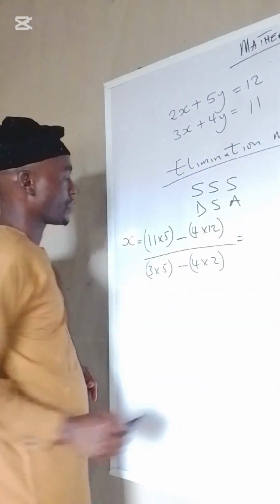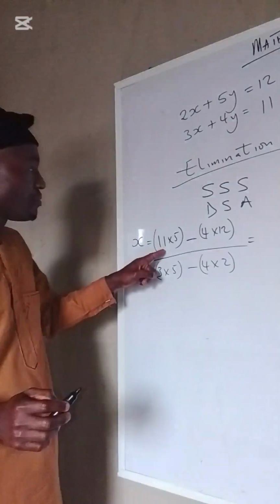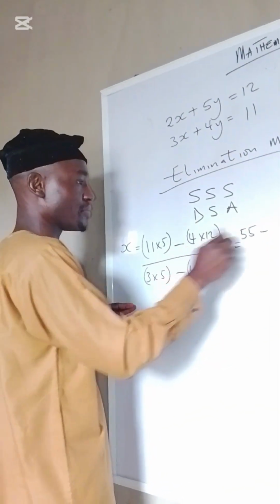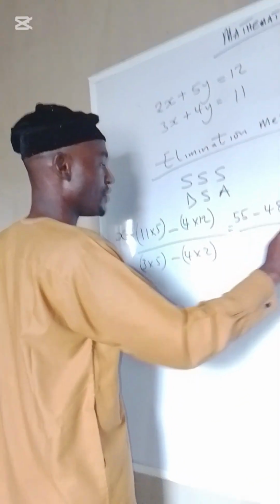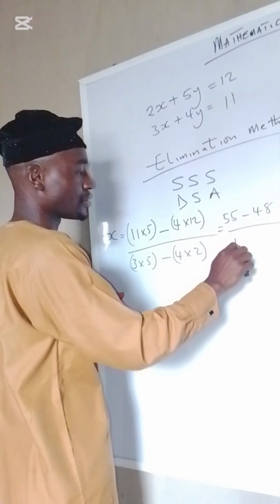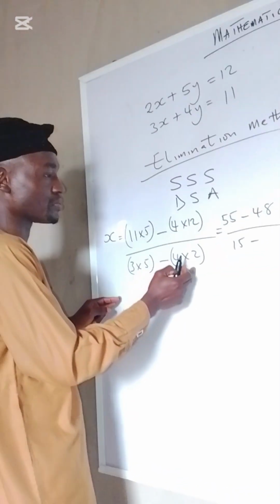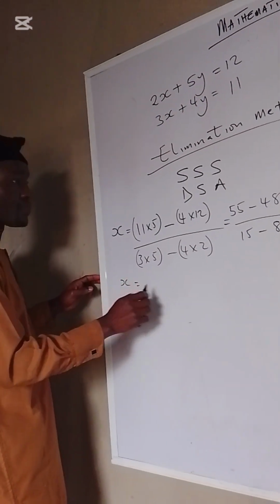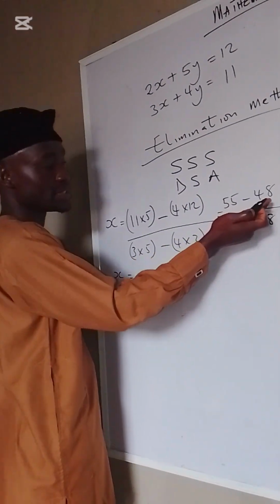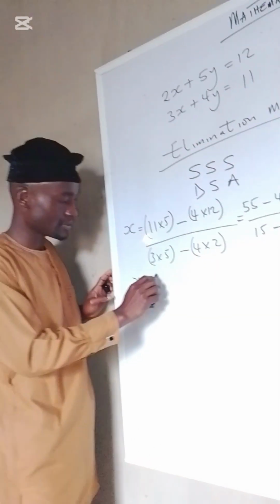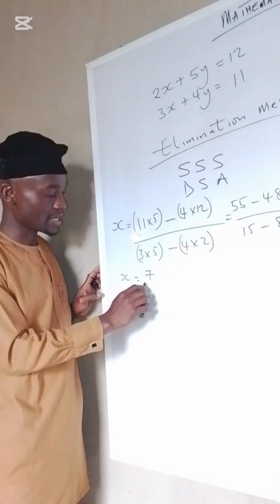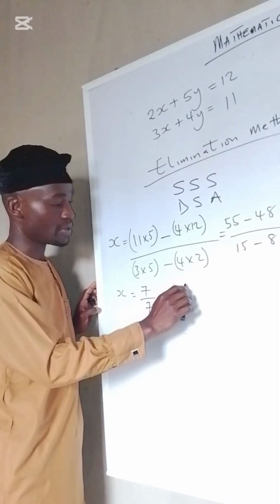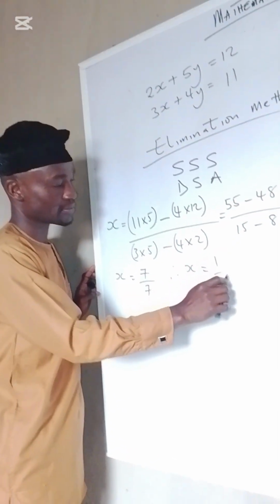So, having known that, 11 multiplied by 5 will give us 55, minus 4 times 12, that's 48. Divided by 3 times 5, 15, minus 4 times 2, 8. So that will now give us, our x will now be 55 minus 48, that will give us 7. So that will be 7 divided by 15 minus 8, 7. So therefore, our x is equal to 1.